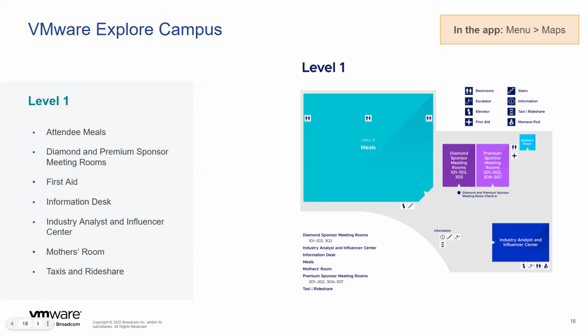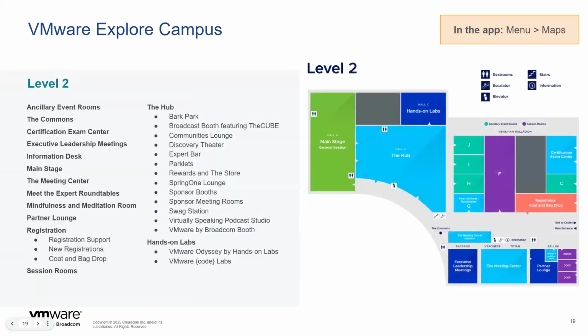But most of our attendees will want to head upstairs to level 2. Over in Venetian Ballroom D is the registration badge pickup area. If you were coming from the casino, this would actually be the first level that you enter from, right there on your right-hand side. Also on level 2, we have the certification exam center in the Venetian ballrooms. Meet the experts, partner lounge, meeting center, and executive leadership meetings are all over there.